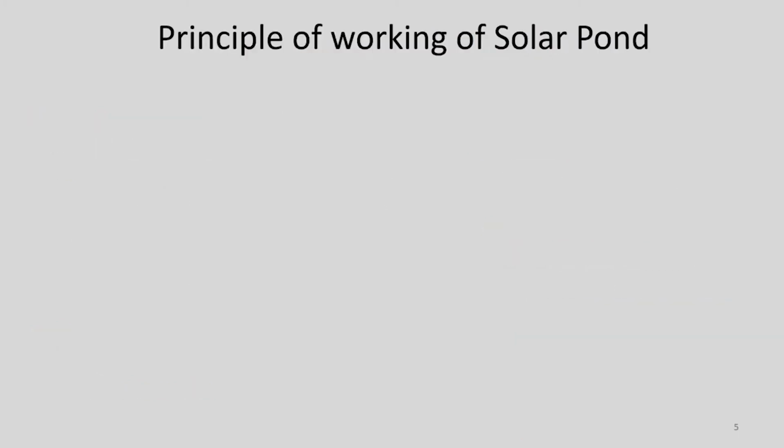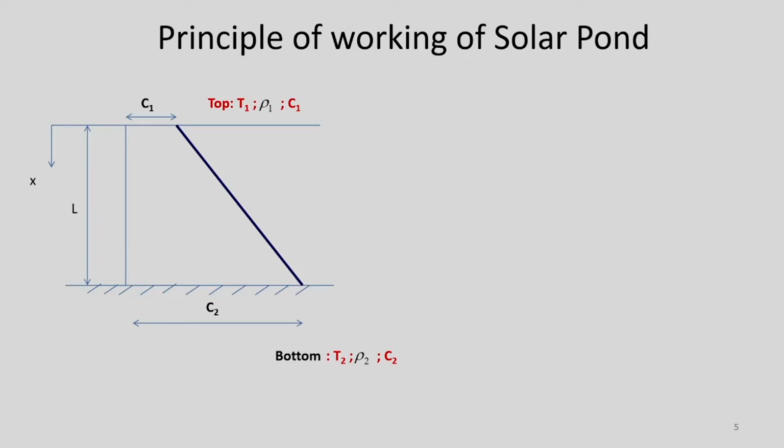Now, let us learn the working principle of a solar pond. How does a solar pond work? Here, let us consider a pond of depth L, with the x direction going along the depth. Let us consider the concentration of the top layer as C1 and the concentration of the bottom layer as C2. So, there is a concentration gradient, and C1 is less than C2.